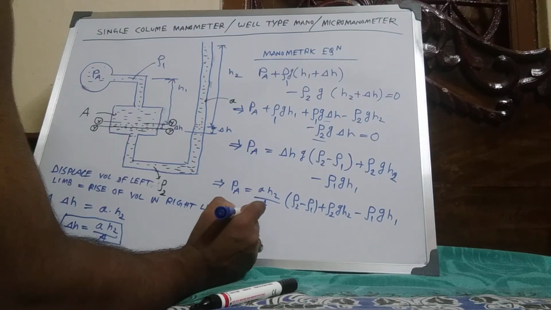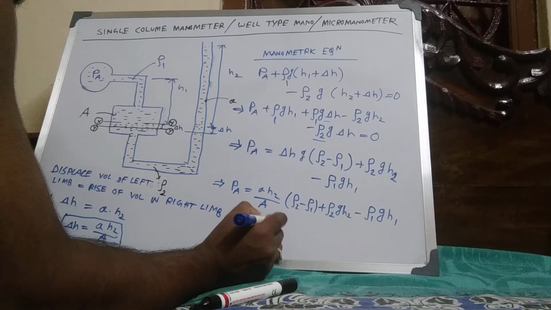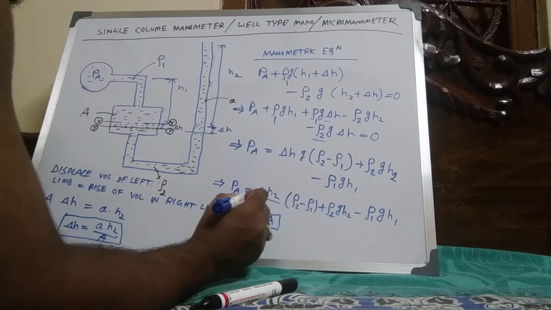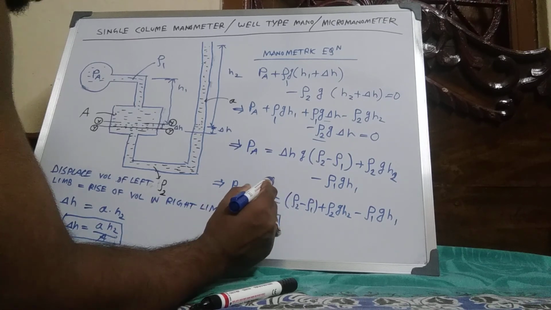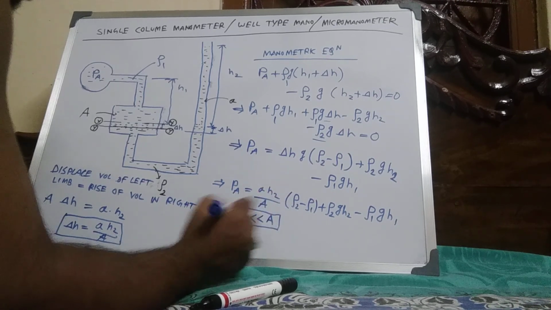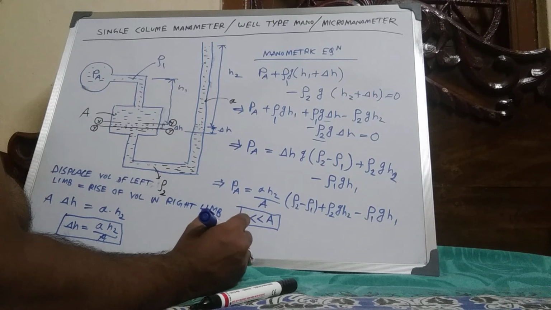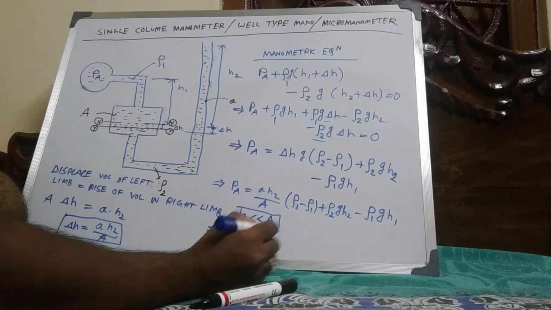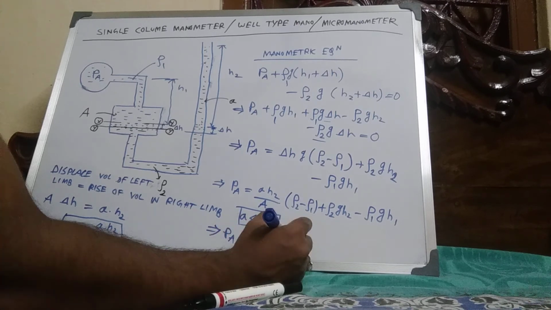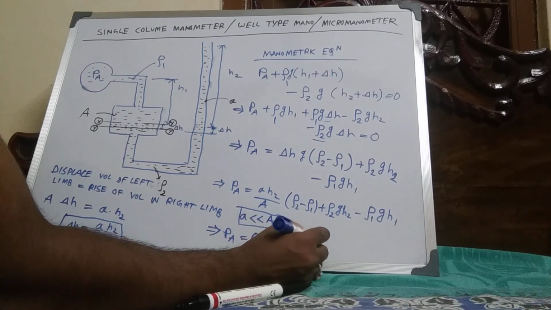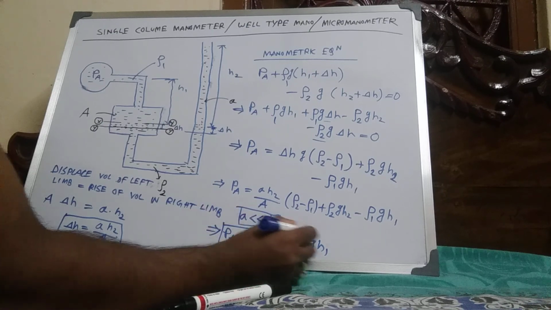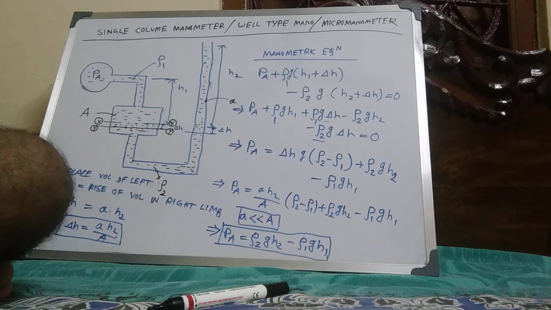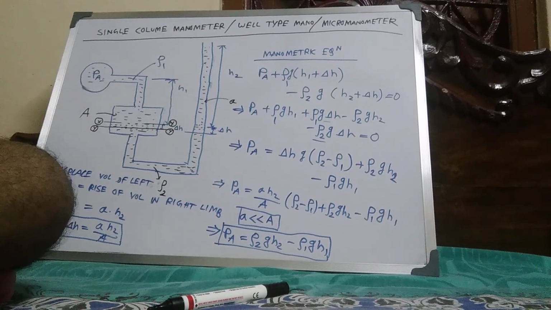So A2 is less than A1, so this value is very small, so this part is negligible. So PA equals rho 2 g h2 minus rho 1 g h1. This is the manometric equation for the single column manometer.